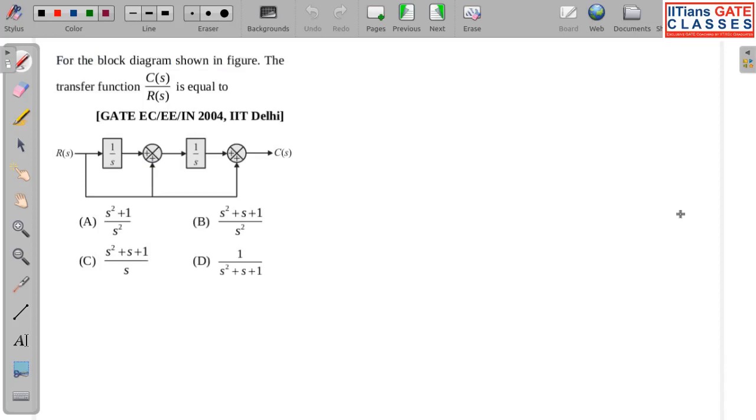Now we have a few questions over here. The first question was asked in GATE 2004. For the block diagram shown in the figure, the transfer function Cs by Rs is equal to. So you need to find Cs by Rs. For finding Cs by Rs, how am I going to find it? Look, this block you can see. Let me just copy paste the diagram over here.